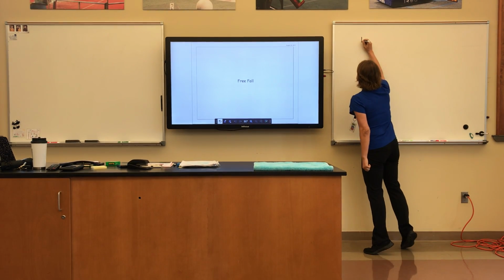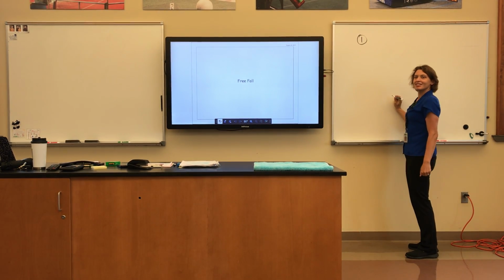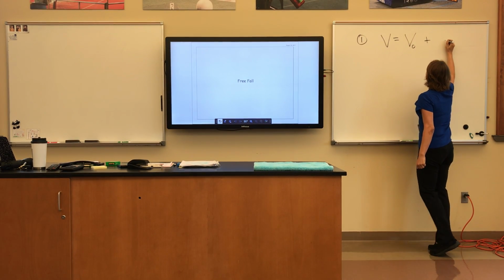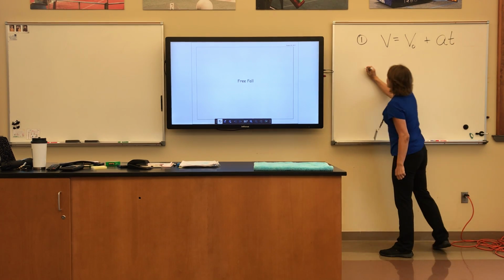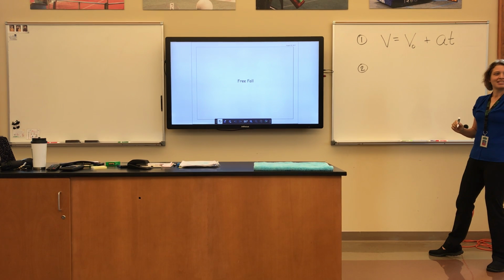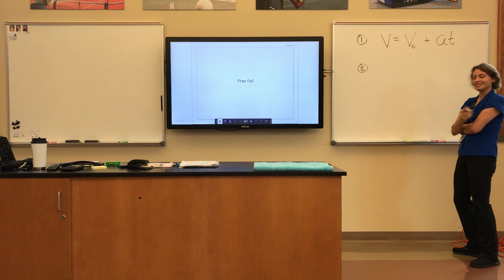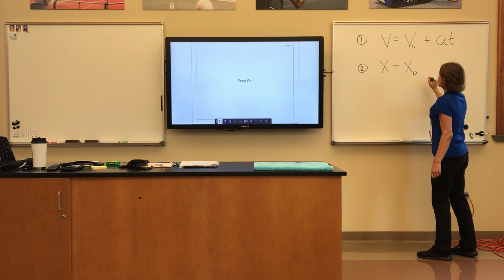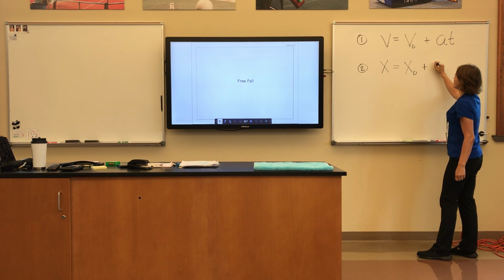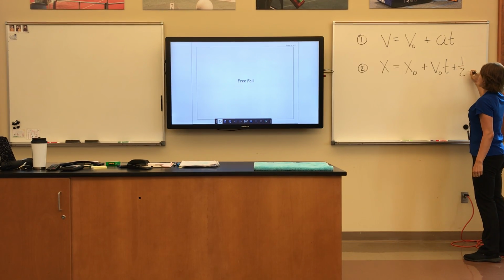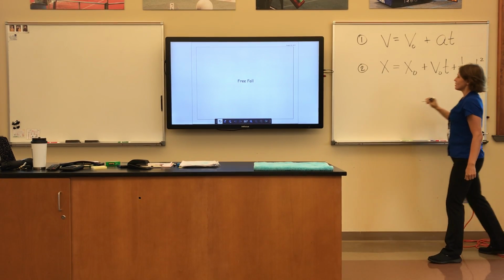Equation 1: velocity final is equal to velocity initial plus acceleration times time. Good. Kinematics equation 2: final displacement is equal to initial displacement plus initial velocity times time plus 1/2 acceleration times time squared. Great.